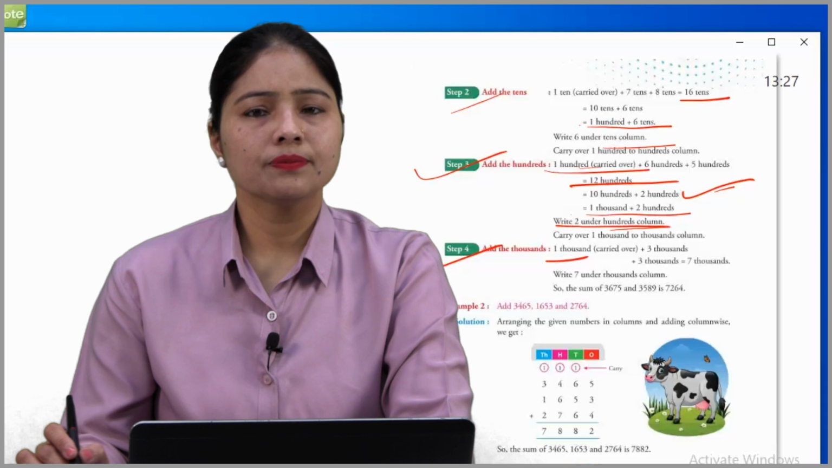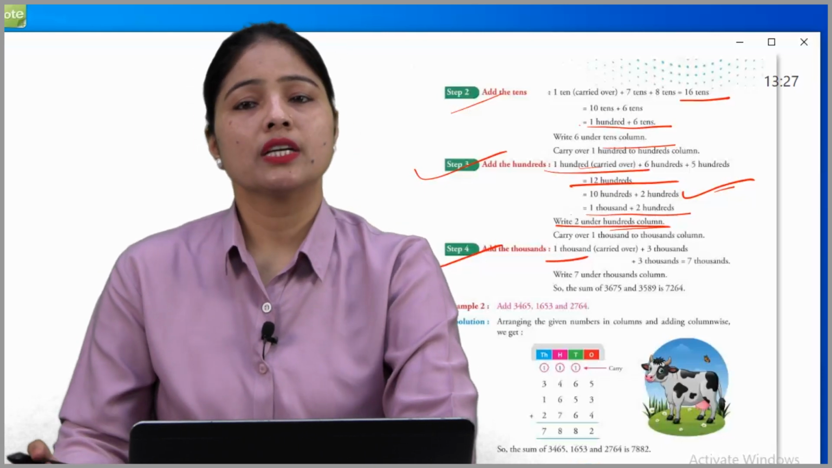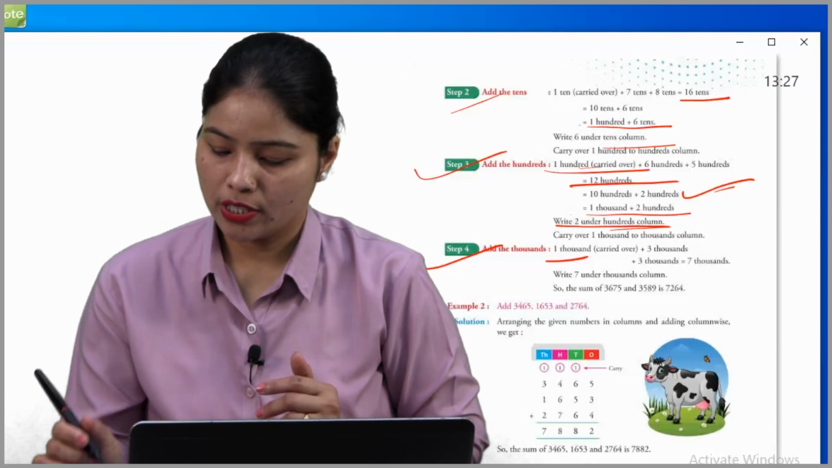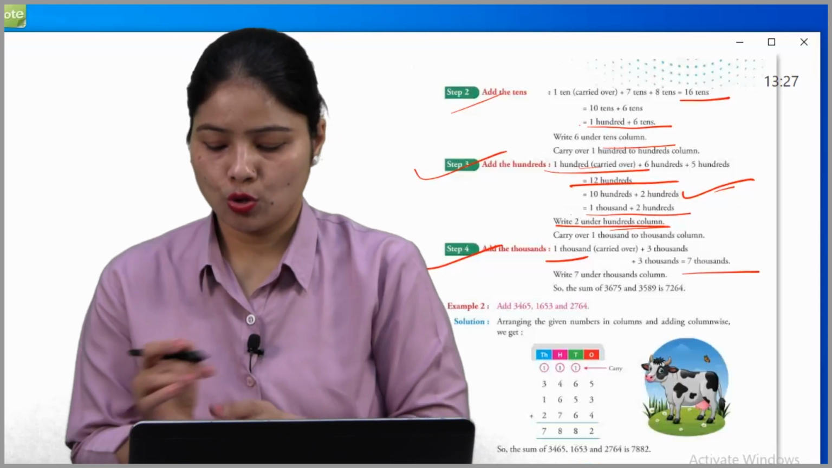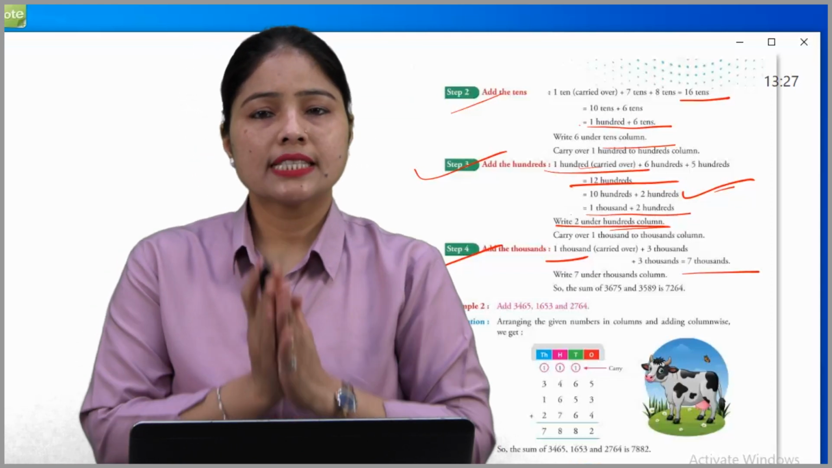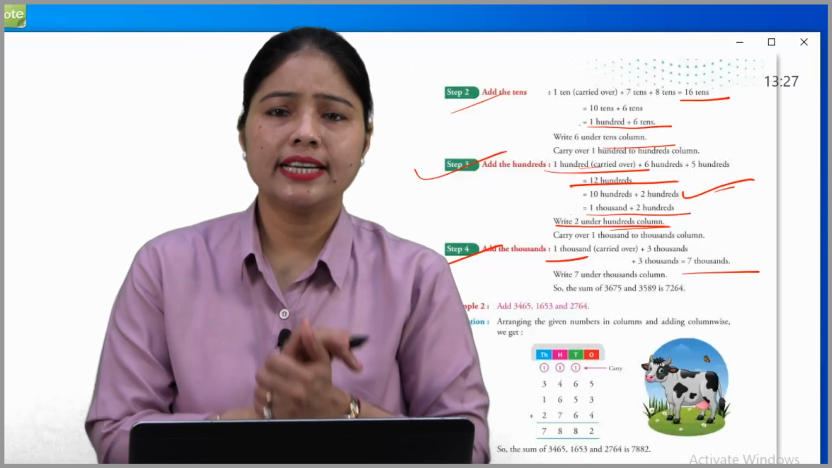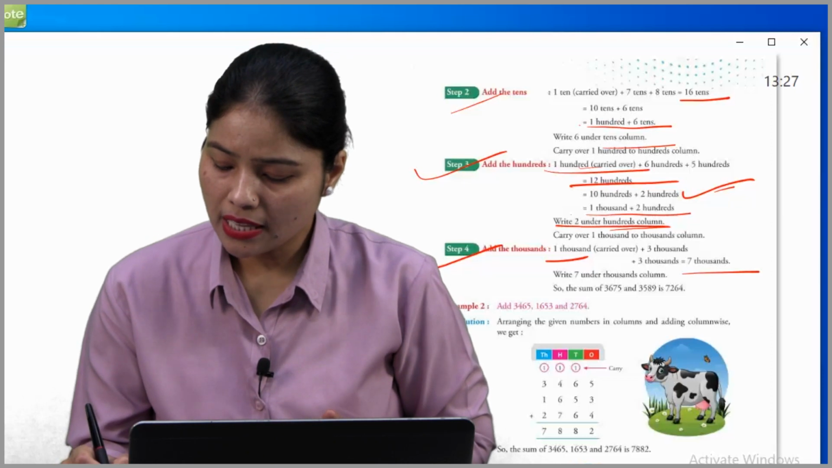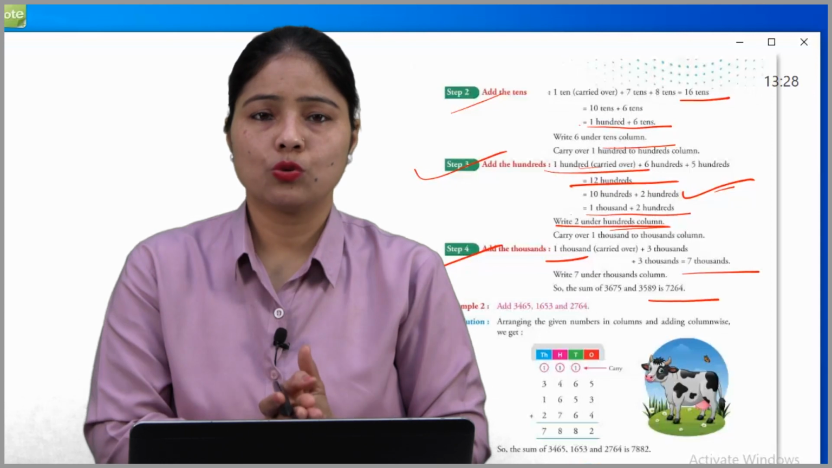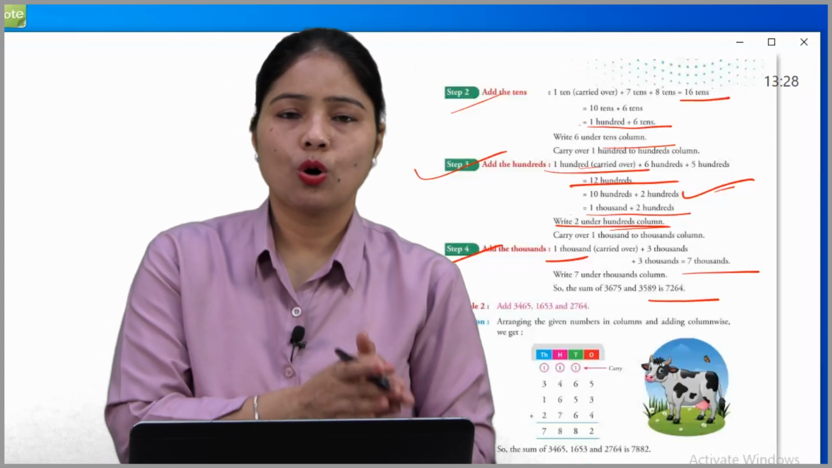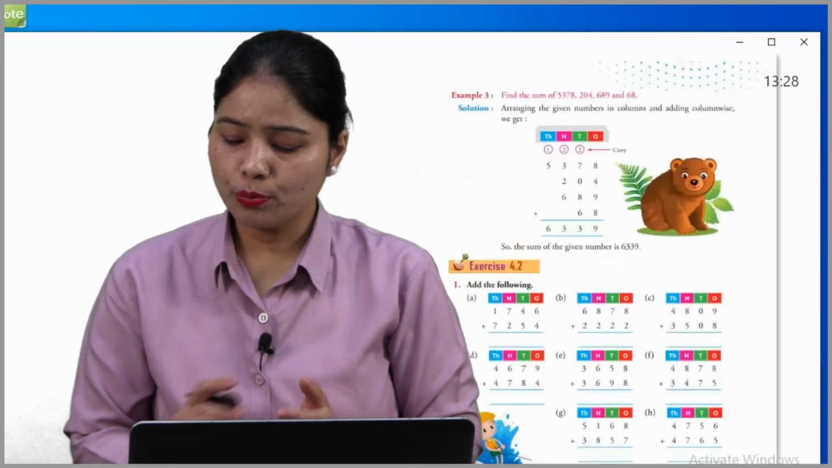So 1000, okay, carried over plus 3000 plus 3000 is equal to 7000. So write it 7000. Okay. So write 7 under thousands column like this. So the sum of 3675 and 3589 is 7264. So with this we just solved the questions. So put the value on the right column and start with ones place. Okay. So with this I hope you understood well.